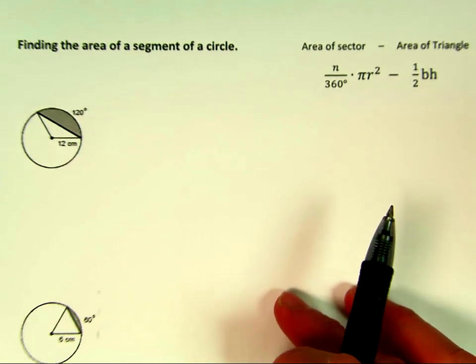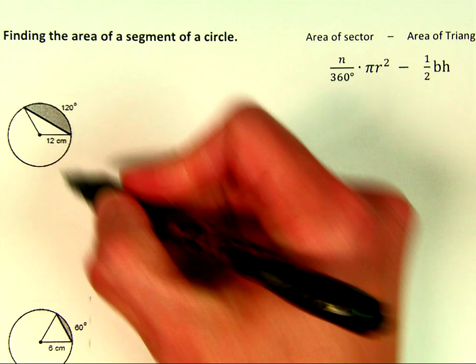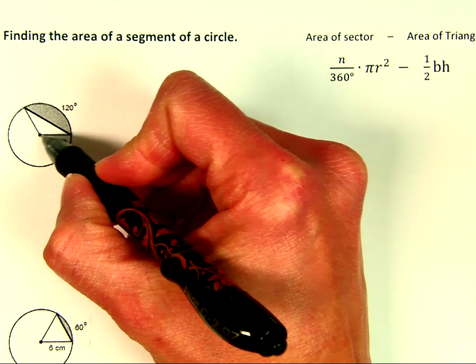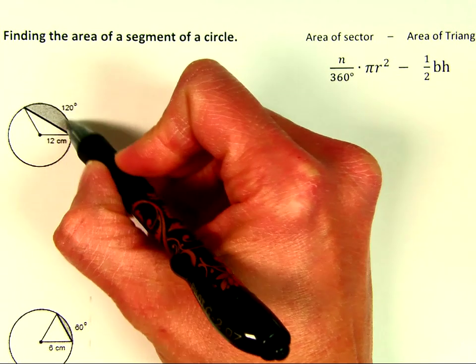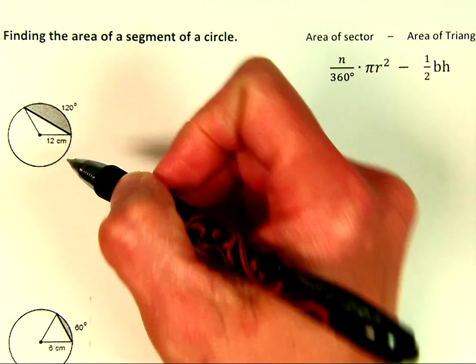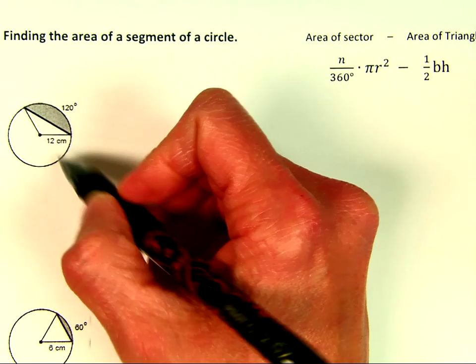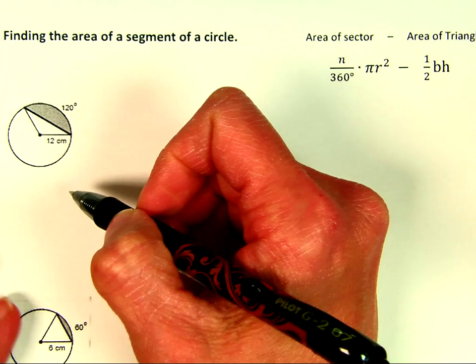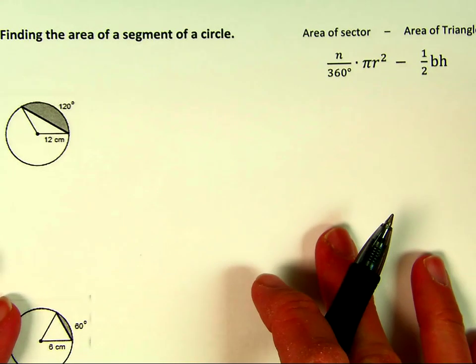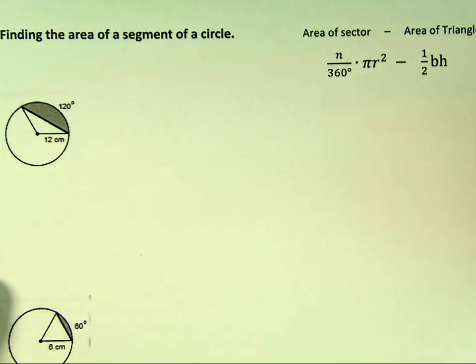And the way you do that is you find the area of the sector. Remember, the sector is formed by two radii and the edge of the circle. That's the sector. So you find the area of all of that, and then you subtract the area of this triangle. Now you are definitely going to need a calculator for this because we're going to round to the nearest tenths like the book has wanted us to do.